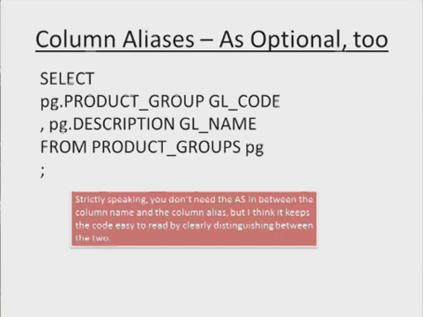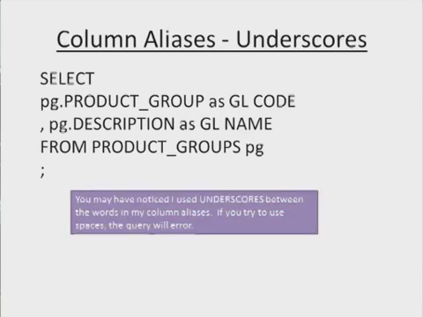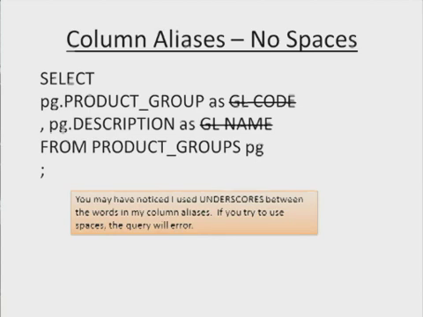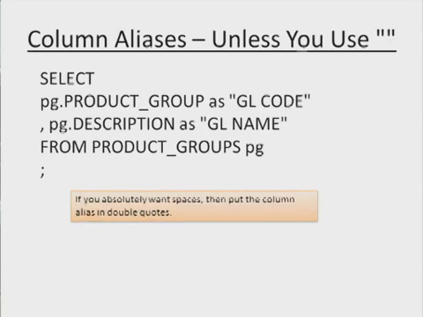Now, there's a couple restrictions in this. If you tried to put spaces, like GL space code or GL space name, it's going to freak out. It sees that space and thinks that the alias is over and it's time to move on to the next thing. And so if you absolutely need spaces, if this is going to be sent as an email to your boss every day, and they really want spaces in the name of the column headers, or it just makes sense, use double quotes around the column alias, and then you can put basically whatever you want in there. There is, I think, an upper limit on how many characters, so it's best to keep them brief.